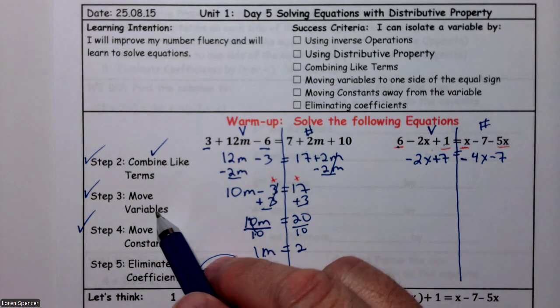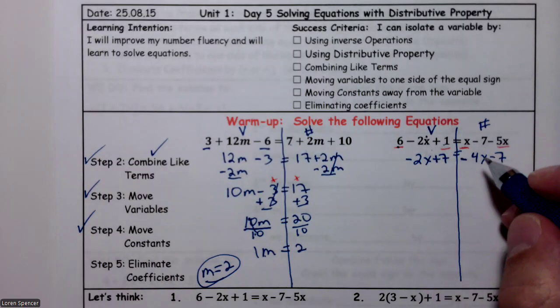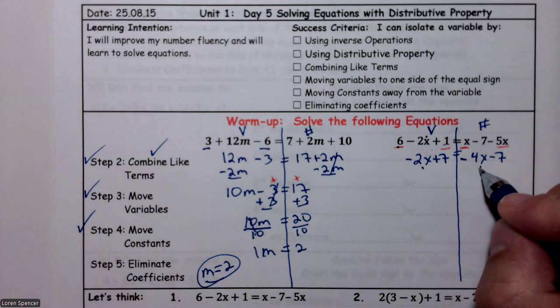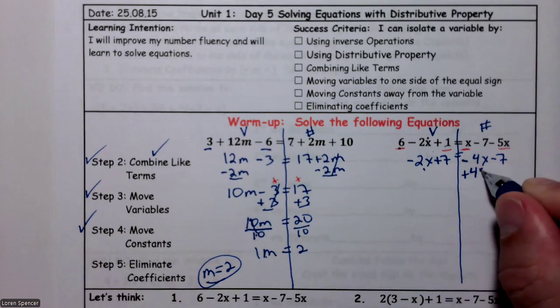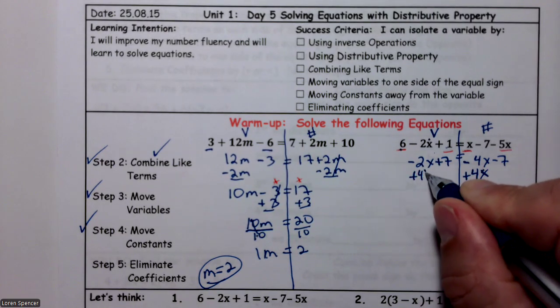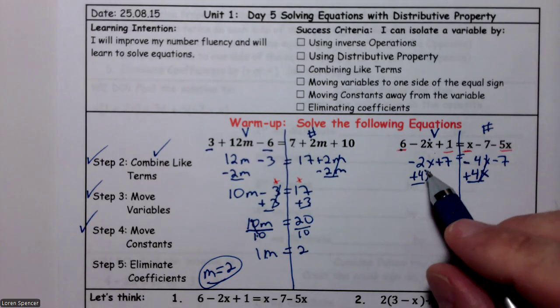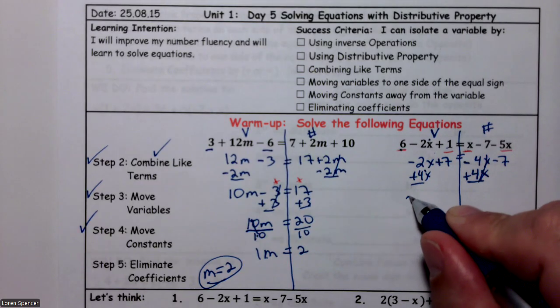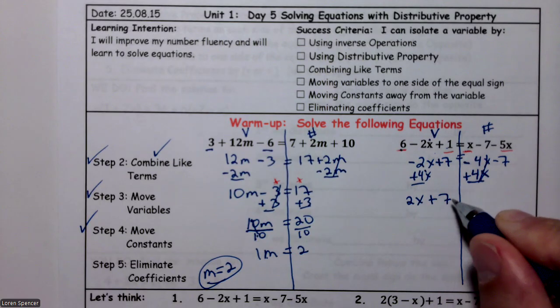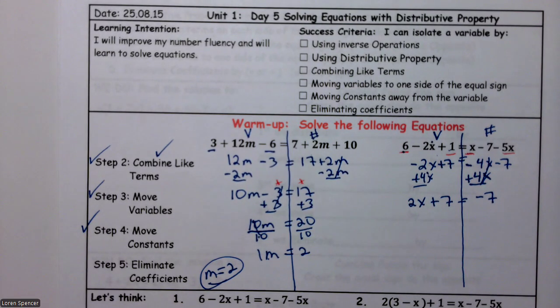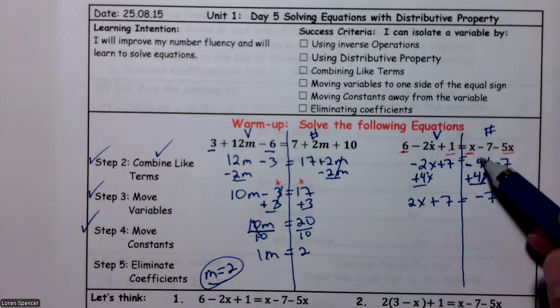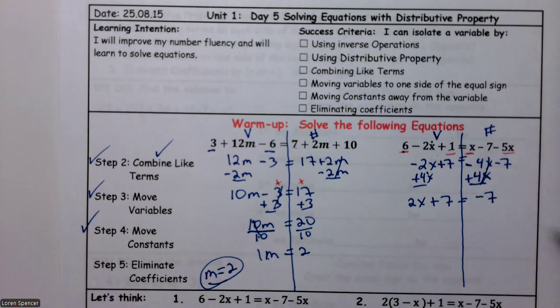Next thing I need to do is move variables. Well, we wanted the variables on the left-hand side, so that means this is on the left-hand side, but this isn't, so how do I move it? Well, crossing the equal sign, always doing the opposite operation. So this is a positive 4x, and this is a positive 4x. So negative 2x plus 4x is 2x plus 7 equals negative 7. All right, because this dropped away. And the reason I say it dropped away is if you have 4 and you take away 4, you end up with 0. All right, so you have nothing left.